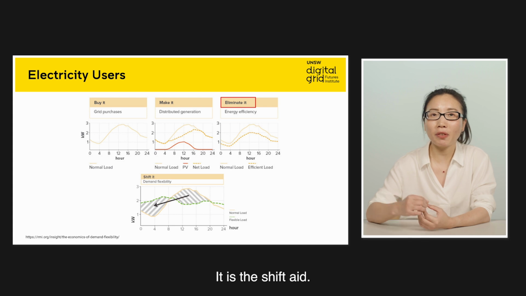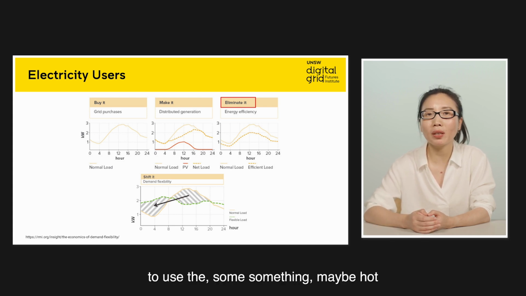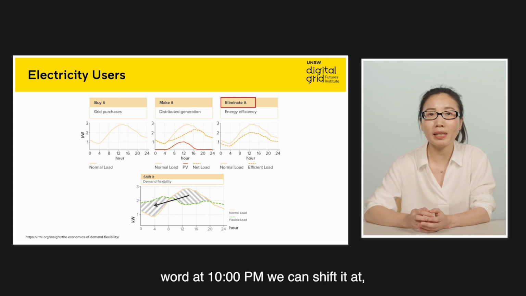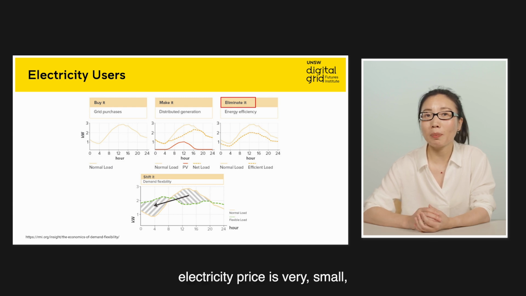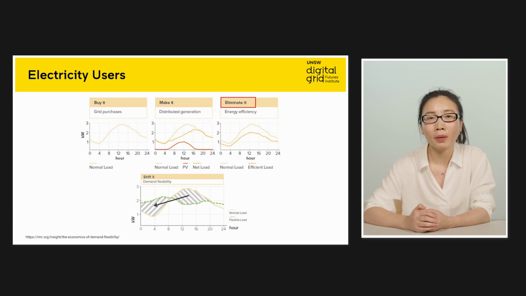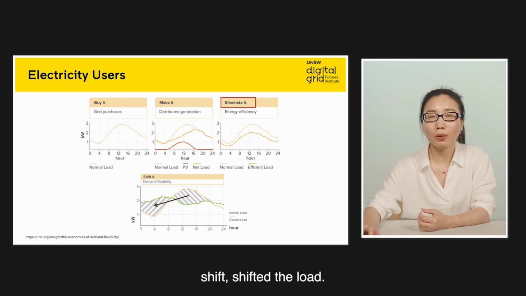It is shifting. For example, we prefer to use something, maybe hot water, at 10 p.m. We can shift it to 6 a.m. when the electricity price is much lower than the peak hour. So this is the process of shifting the load.